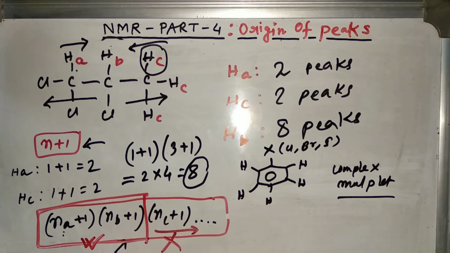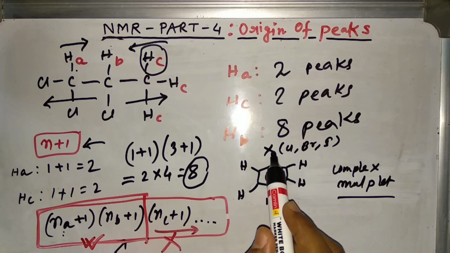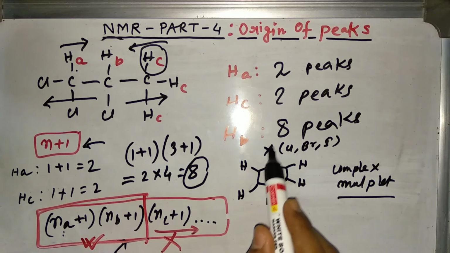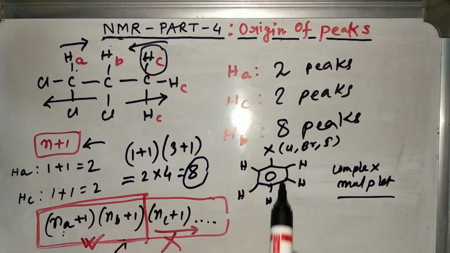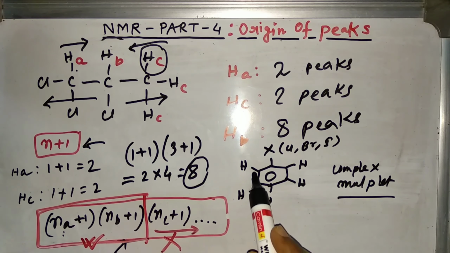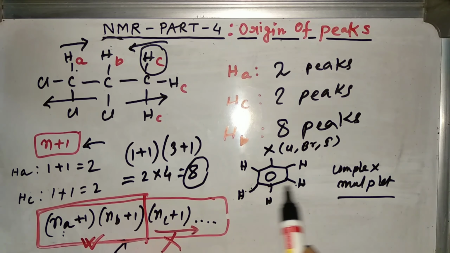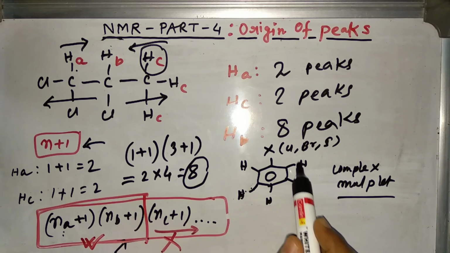Why? Because these protons are far away from the halogen atom. Each proton will couple with each other, and the protons are different because these two are different from these two. These two you can say are chemically equivalent, but this is not chemically equivalent, or these two are not chemically equivalent.